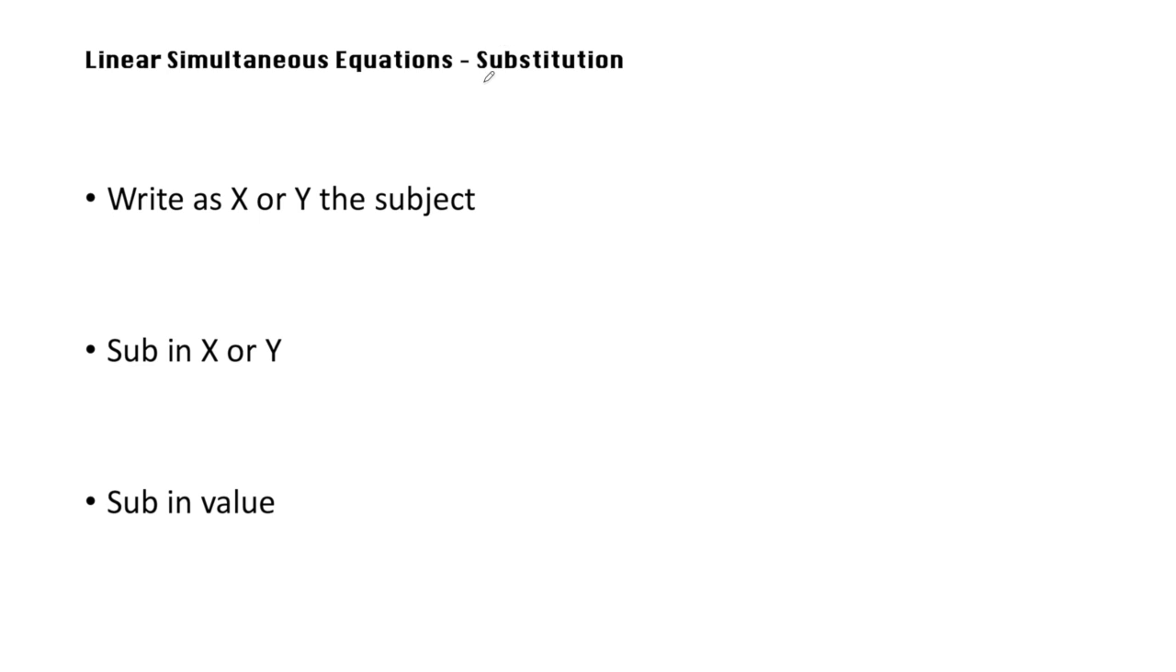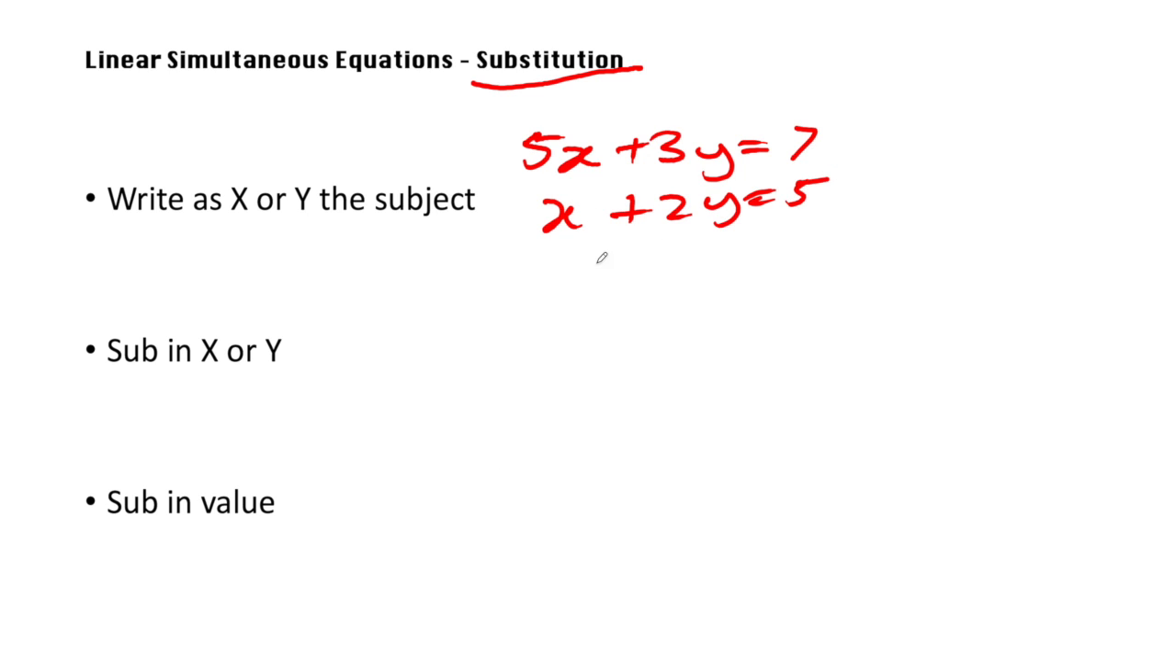Second method is substitution. This substitution will come in handy when you do quadratic simultaneous equations as well. Say you had again 5x plus 3y equals 7, and then a really easy one would be x plus 2y equals 5. So you'd rearrange for x or y. Obviously it can be done on either equation, but this equation is easier to rearrange for x, because you just do x equals 5 minus 2y.